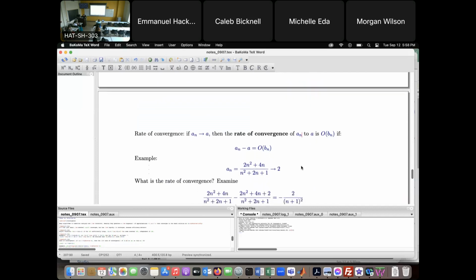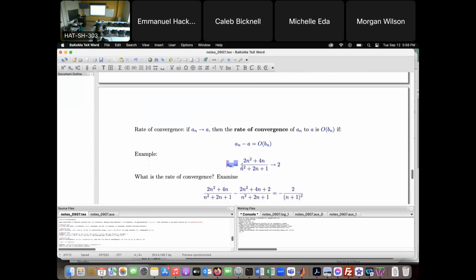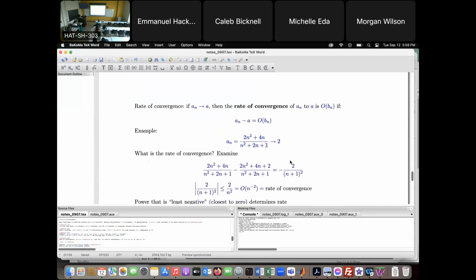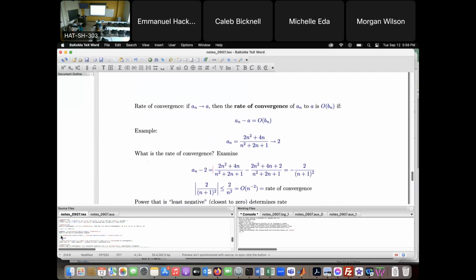So here's an example. Here's my sequence. And I can show by techniques taught in calculus, like L'Hopital's rule, for instance, that the limit of the sequence, as n goes to infinity, is 2. Now what I'm going to do is look at the difference between the sequence and its limit. This is a_n minus 2, so sequence minus its limit.